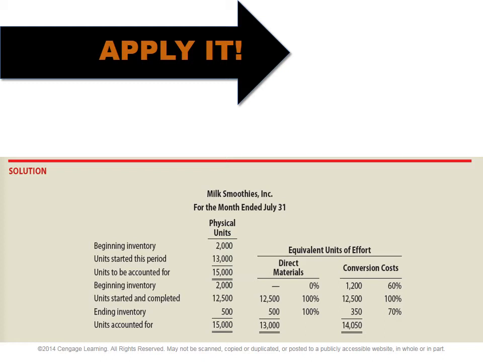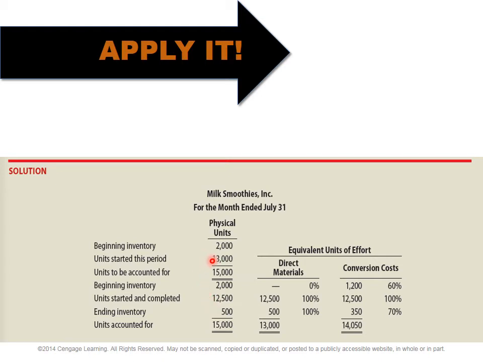Okay, here's the answers. So did you get it right? 2,000 plus 13,000 equals 15,000. Okay, let's look at one tricky part at a time. 2,000 beginning. Why is it only 12,005?